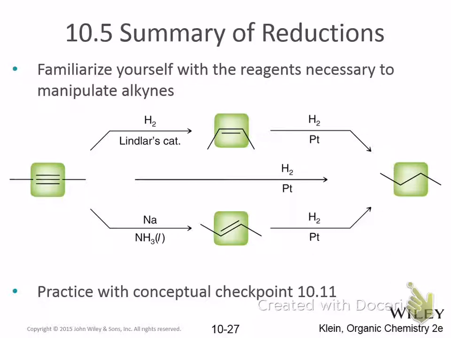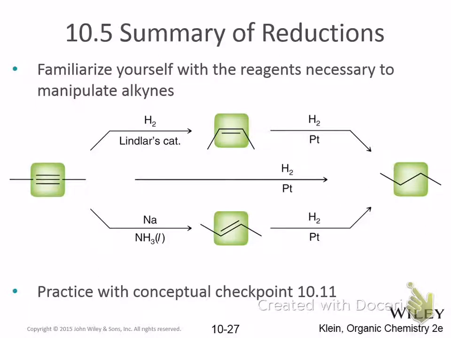Okay, so you need to be familiar with these reagents and how these transformations are done. So if you want to make a cis double bond, then you would use Lindlar's catalyst. If you want to make a trans double bond, then you use the dissolving metal reduction reaction. If you want to go to an alkane from either one of these, then you can do hydrogenation from either one of them, or you could hydrogenate the alkyne and get to the product directly.